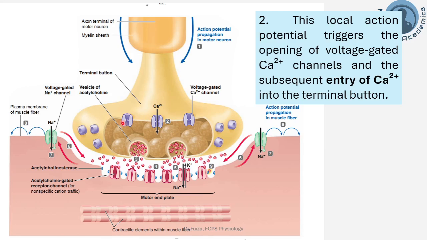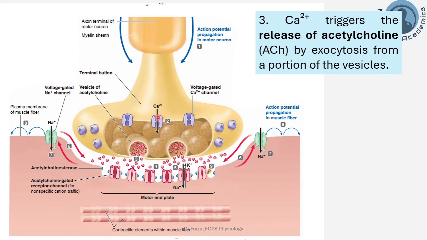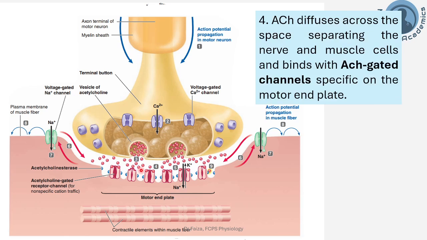As you can appreciate over here, this opening of the neuronal membrane by depolarization is leading to opening of the calcium channels, which leads to influx of the calcium into the neuronal terminal or terminal bouton. This entry of the calcium leads to exocytosis of the acetylcholine vesicles, and acetylcholine is now released into the synaptic terminal or the neuromuscular junction, and this acetylcholine is ready to attach to its receptor.